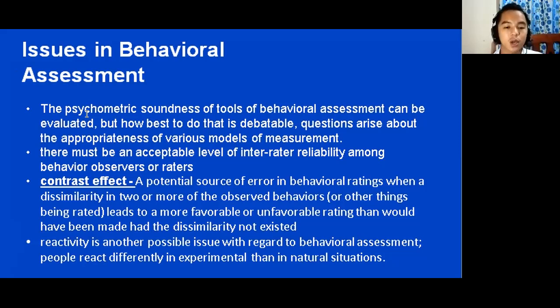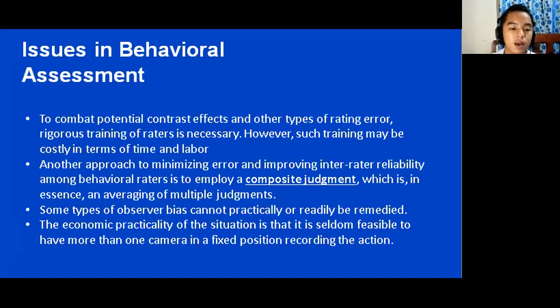So another issue in behavioral assessment is reactivity, in which the person becomes conscious that he or she is being observed, and that they may change their behavior during the assessment. Next, to combat potential contrast effects and other types of rating error, rigorous training of raters is necessary. However, such training may be costly in terms of time and labor.